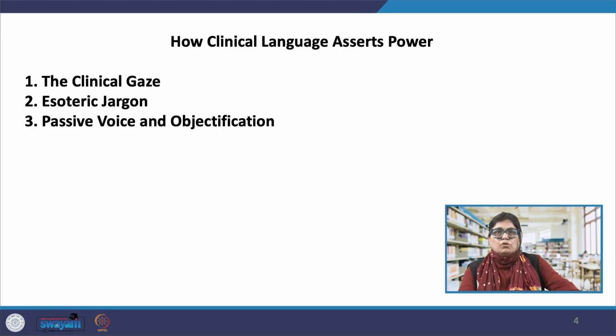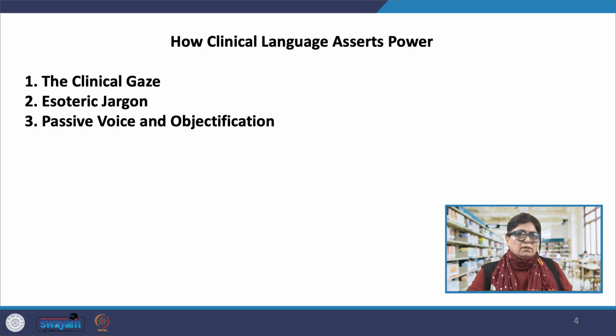political shifts. Language as power is a central theme in the health humanities, exposing how biomedical discourse acts as an instrument of control, authority, and exclusion rather than just a neutral tool for communication. How clinical language asserts power. First, the clinical gaze. Biomedical discourse shifts the focus from a suffering person to a malfunctioning biological specimen. By translating a patient's story into cold anatomical terms, the institution strips the individual of their agency and transforms them into a passive case.